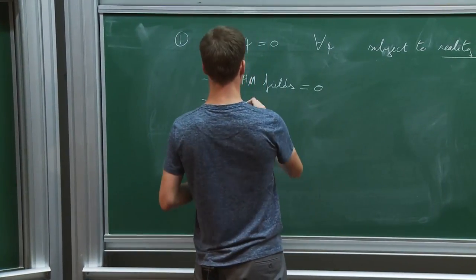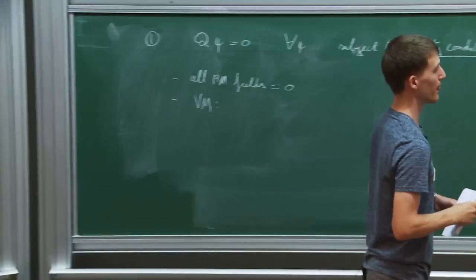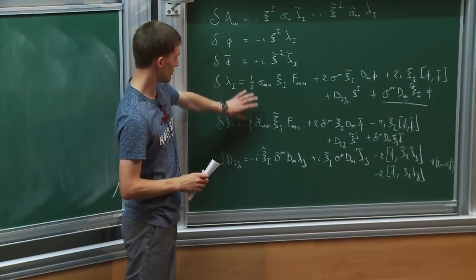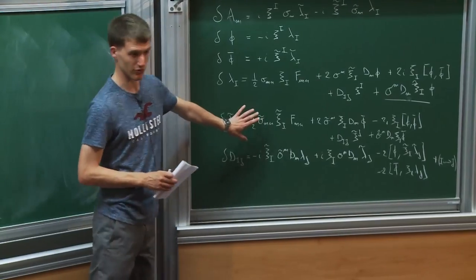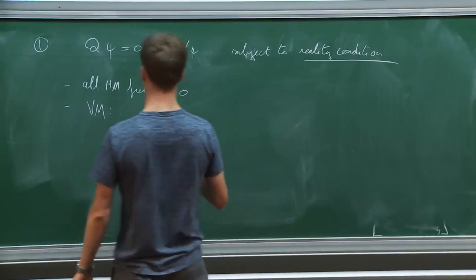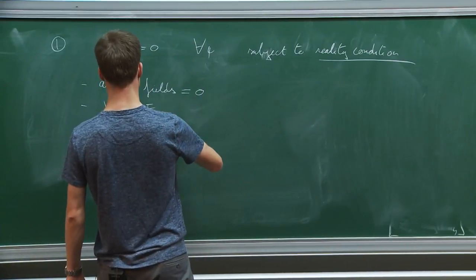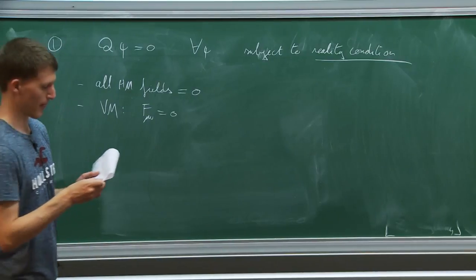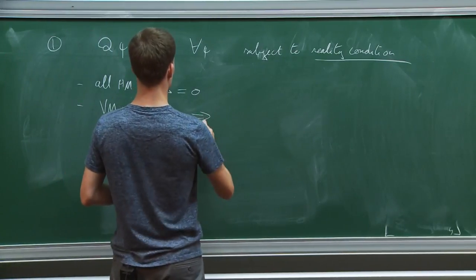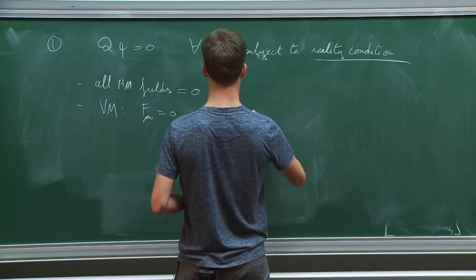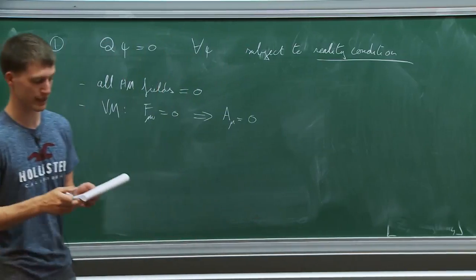Now, for the vector multiplet, things are a little bit more interesting. So what we're really doing is we're solving this equal to zero and this equal to zero subject to a reality property. And the answer, let me just tell you, is that the field strength should be zero, which I can take to mean that in some choice of gauge, the gauge field is actually zero.